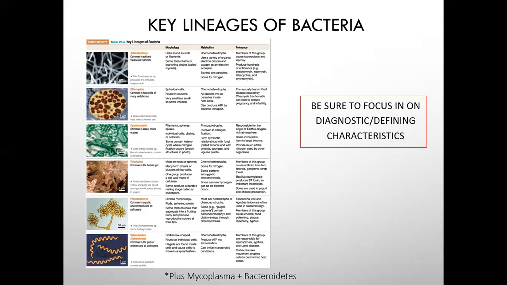Are they gram-negative or gram-positive? What's their cell shape? What's something interesting about them? A lot of them have diagnostic features, okay? And that's where the red boxes are going to come in handy when you're looking through those lineages of bacteria.